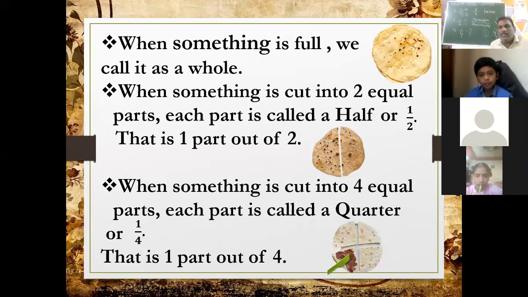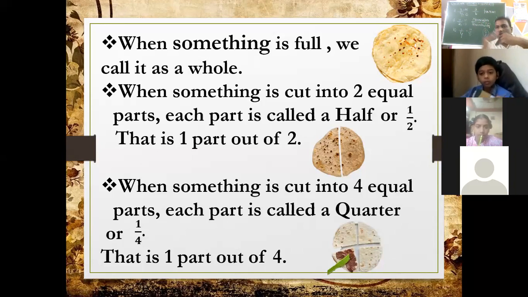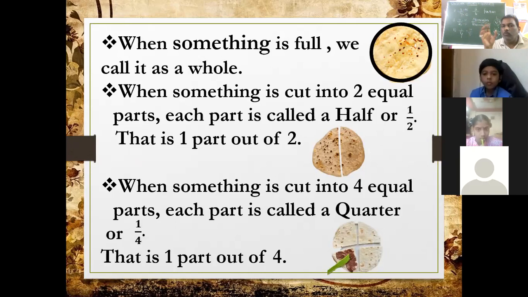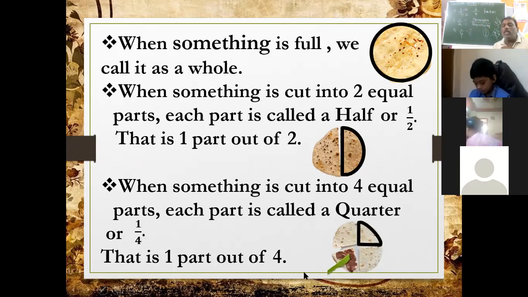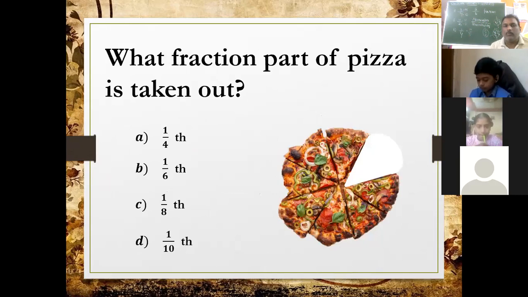You can see clearly in the example, one chapati is made into 2 equal parts. In the next example, it is made into 4 equal parts. You can see the diagram also. See, the whole thing is called full. Next, the whole is made into two parts, so one part is called 1 by 2. Suppose it is made into 4 equal parts. When it is made into 4 equal parts, then each part is called a quarter, 1 by 4.